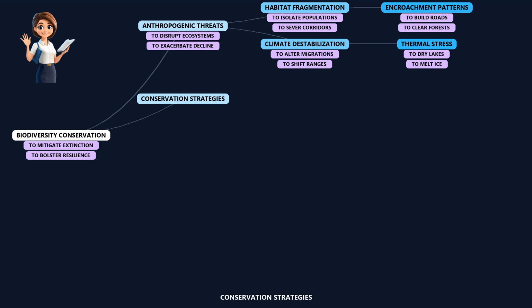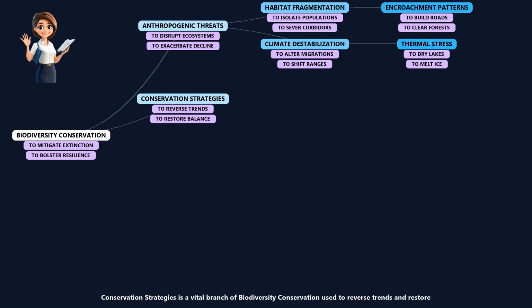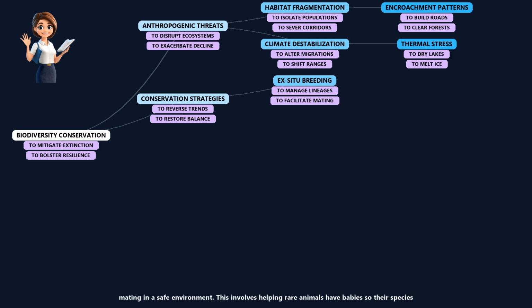Conservation strategies. Conservation strategies is a vital branch of biodiversity conservation used to reverse trends and restore balance to the wild. Simply put, these are the methods we use to bring animals back from the edge of extinction. Ex-situ breeding. Ex-situ breeding is a core part of conservation strategies where zoos manage lineages and facilitate mating in a safe environment. This involves helping rare animals have babies so their species doesn't die out.